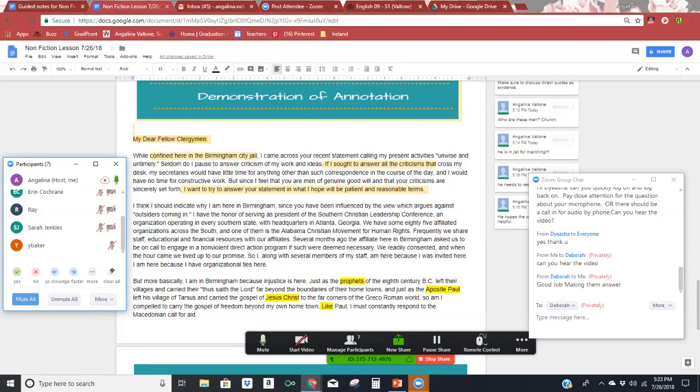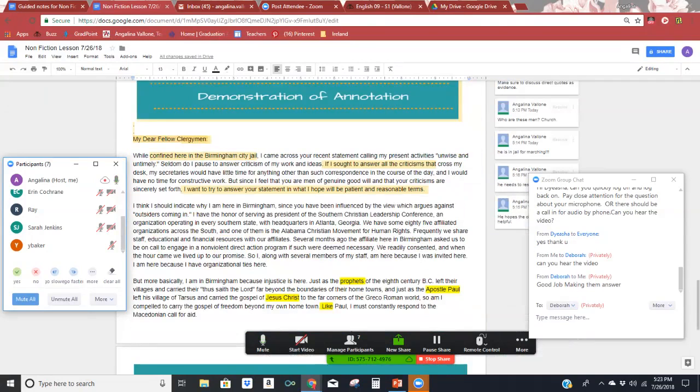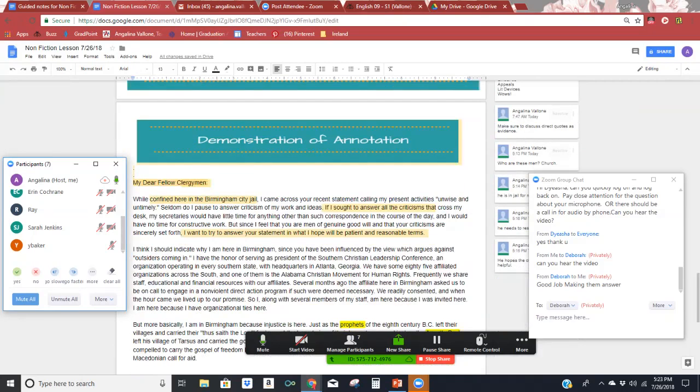Let's look back up here to double check that I did caps. We talked about our context. We talked about our audience being the clergymen. His purpose is to persuade the clergymen onto their side about protesting. The speaker is very respectful. We know it's Martin Luther King, so he was fighting civil rights laws.